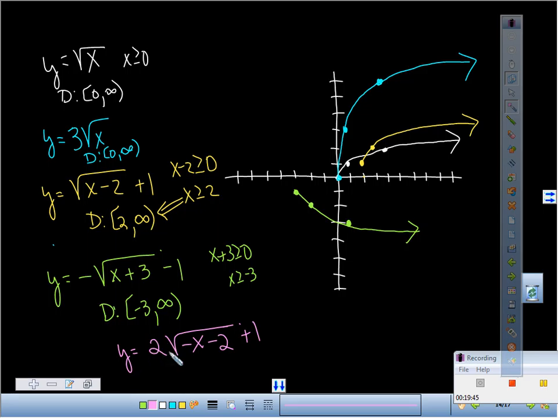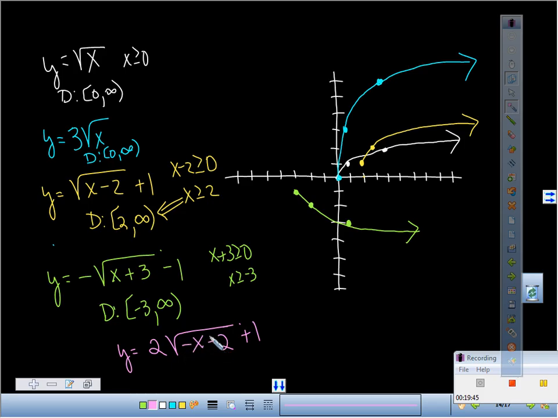Do you agree? This negative, what's it going to do? Is it going to open down? Reflect it across the y-axis. Y'all think about it. It's just the opposite. If I put the negative on the y out here, and it reflects it across the x-axis, then if I put it on the x, it's going to reflect it across the y-axis. Now, when do I do that? Last. That's the very last thing I'll do.